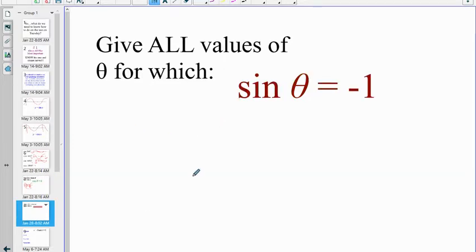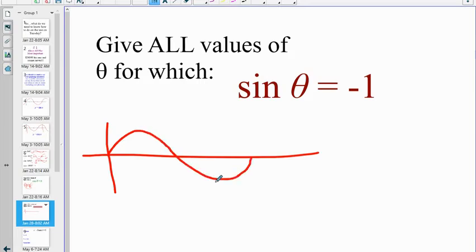Or if I have a sine question, sine of theta equals negative 1, same idea. Between 0 and 360, if I'm looking for all the places where sine is equal to negative 1, the only place happens down there, and that is halfway between pi and 2 pi. So we're looking at an answer of 3 pi over 2, or 270 degrees if you're doing the problem in degree mode. So those are some of the old things.